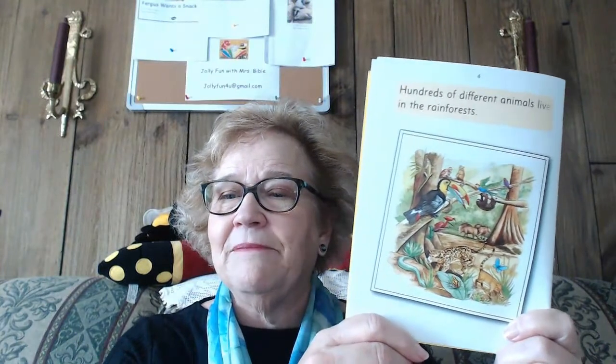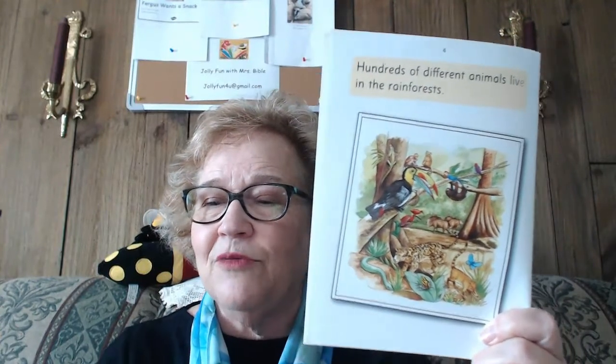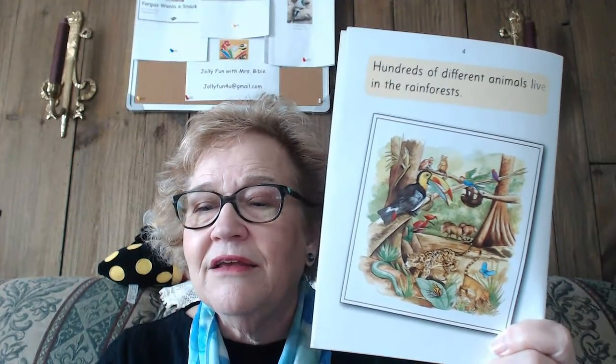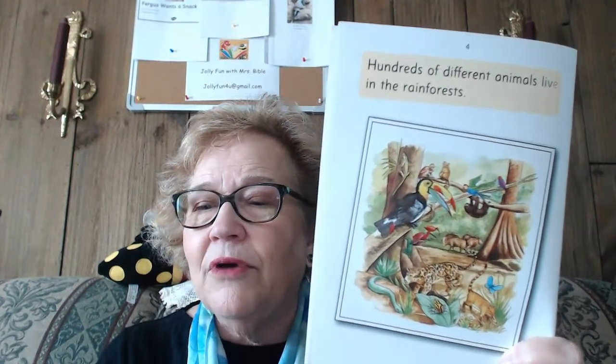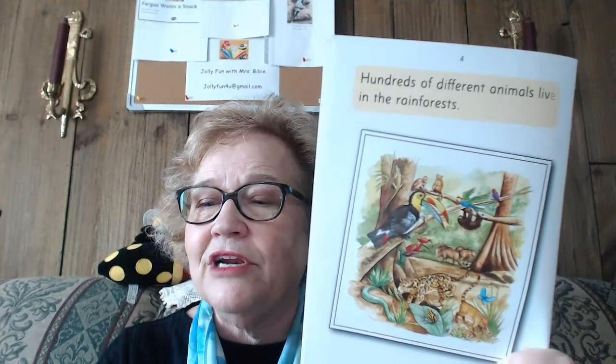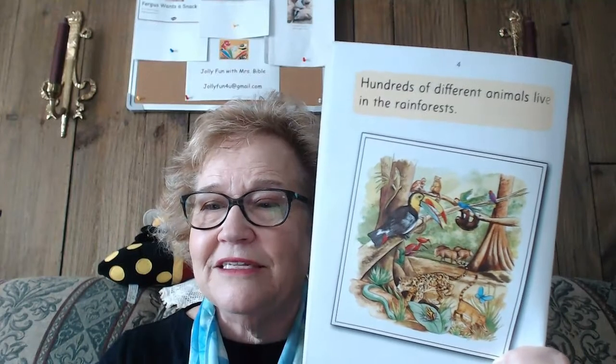That's what I'm thinking. Hundreds of different animals live in the rainforest. Can you name some of those animals? Let's see. I see a snake. And, oh, what do I see? A parrot. I see a monkey or a chimpanzee. You might see some other things.